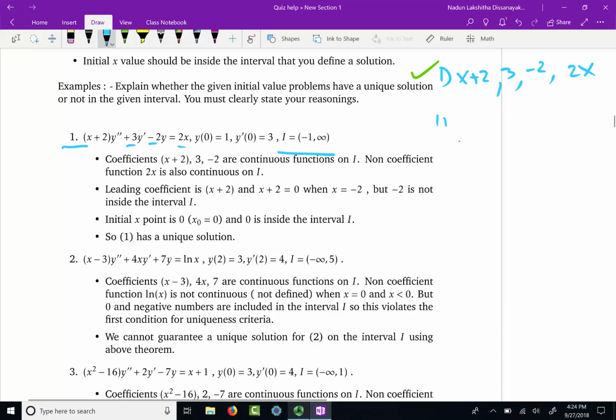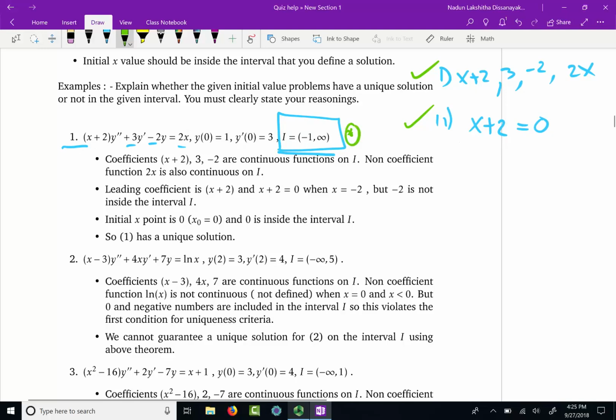Let's go to the second condition. Second condition says leading coefficient should not be 0 inside the interval. What is the leading coefficient? x plus 2. When do you expect x plus 2 to be 0? Well, when x is equal to -2. So is -2 inside the interval? Now check that. Interval is starting from -1 and goes to infinity. So it has skipped -2, right? So -2 is not inside the interval. So second condition is valid, satisfied, because x plus 2 is not 0 for x values in the given interval.